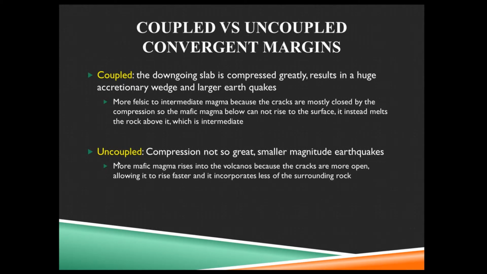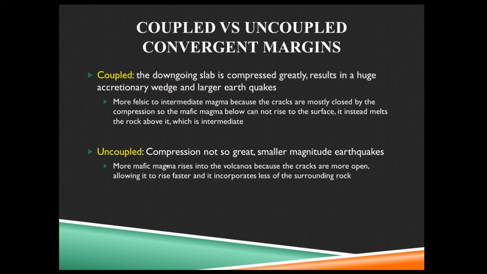On the other hand, in an uncoupled subduction zone, that subducting plate can slide much more easily. The overriding plate doesn't keep adhering to it, so the compression is much reduced. The earthquakes are smaller, maybe more frequent, but smaller. That's a good thing for human constructions, buildings and bridges and stuff. And again, it's because the stress doesn't build up for so long before it releases.